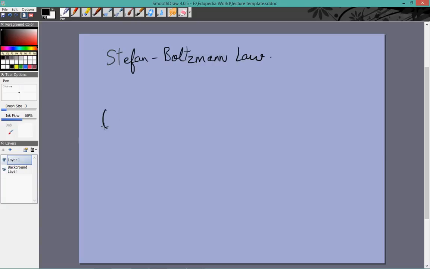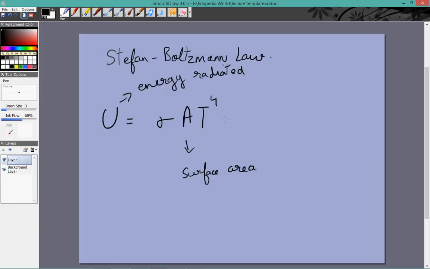The law is U is equal to sigma A T to the power 4. U is the energy radiated, A is the surface area, T is the temperature, and sigma is the Stefan-Boltzmann constant, and it has a value of 5.6 times 10 to the power minus 8 SI units. I don't remember what those are, you can calculate them. This is the value of sigma.